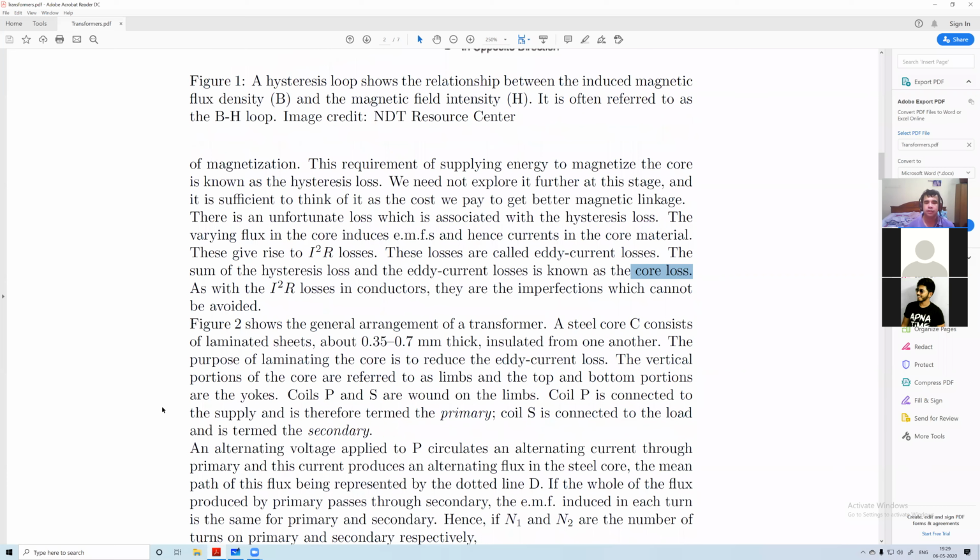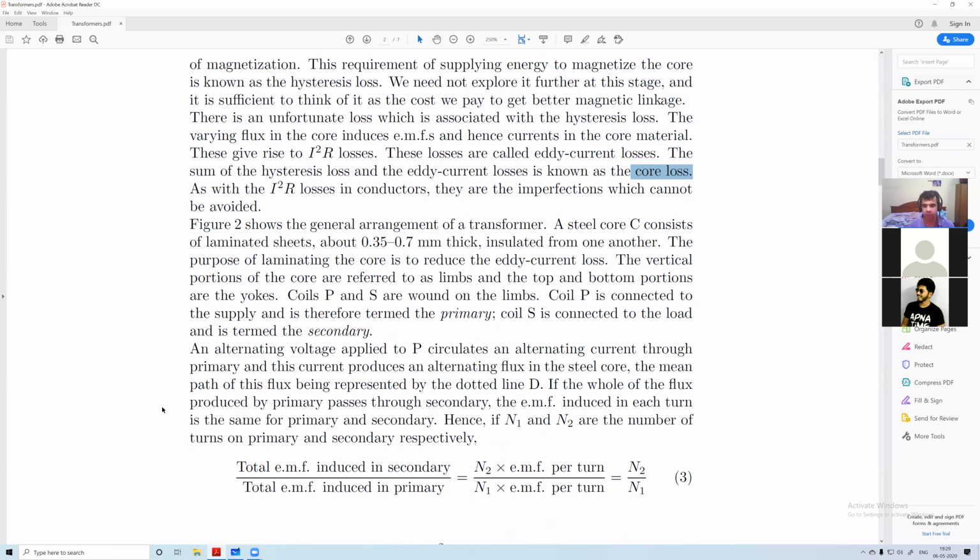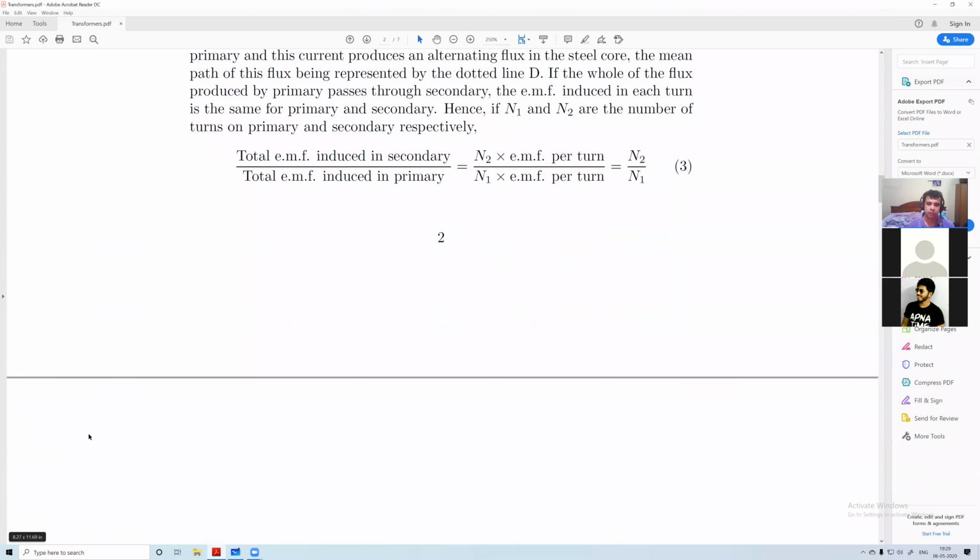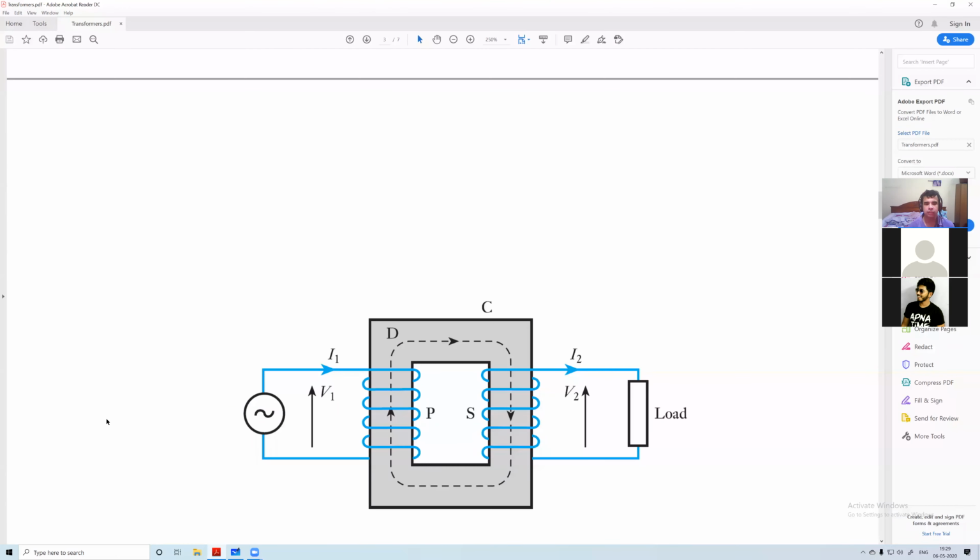So what happens? I am applying a primary voltage on the primary coil. This voltage will generate a current in the primary coil, and this current will generate a flux in the steel core. The steel core ensures that most of the flux stays in the core, and very little goes to the air and is lost. So this flux in the core will generate an EMF in the secondary coil.